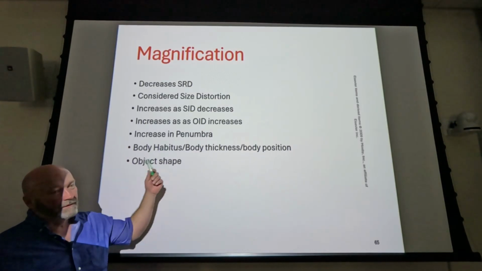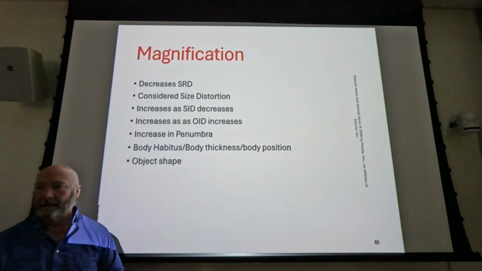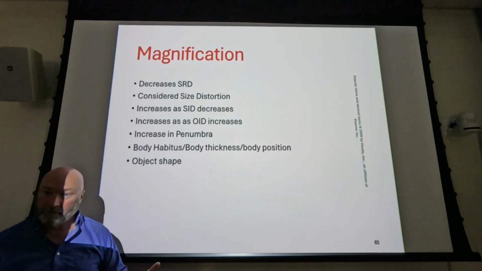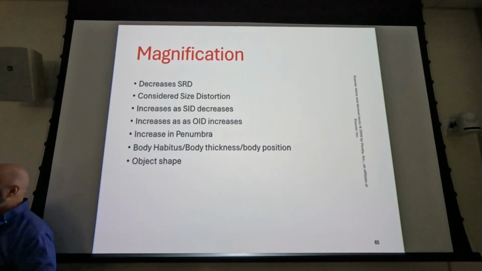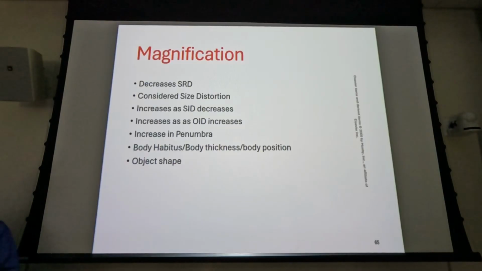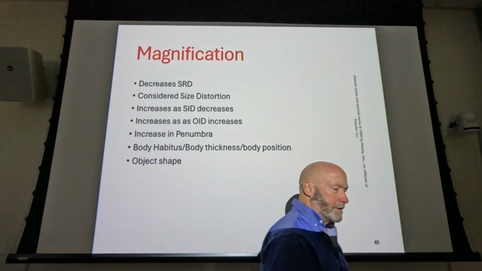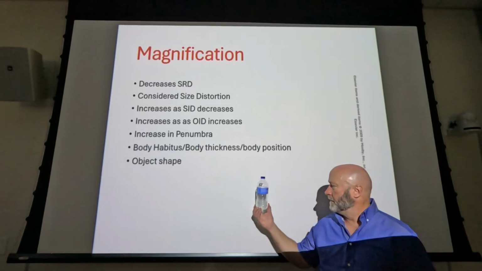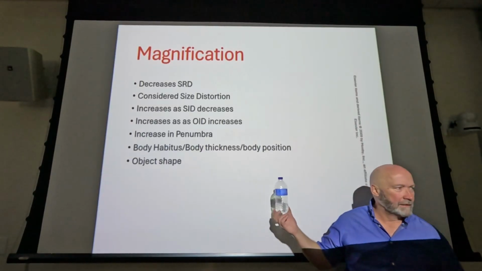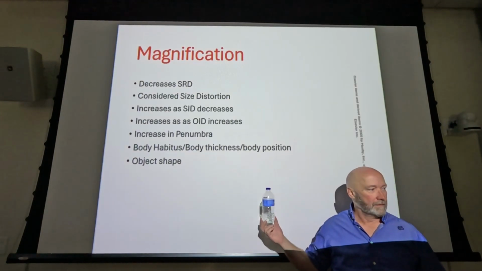Well, the doc thought that the patient's size was giving us abnormal magnification where it was not, but it can, right? So we can get magnification from body habitus, body thickness, body position, object shape. Object shape, can I borrow your water bottle for just a second? All right, so how do we minimize OID? Put it closer, yeah.